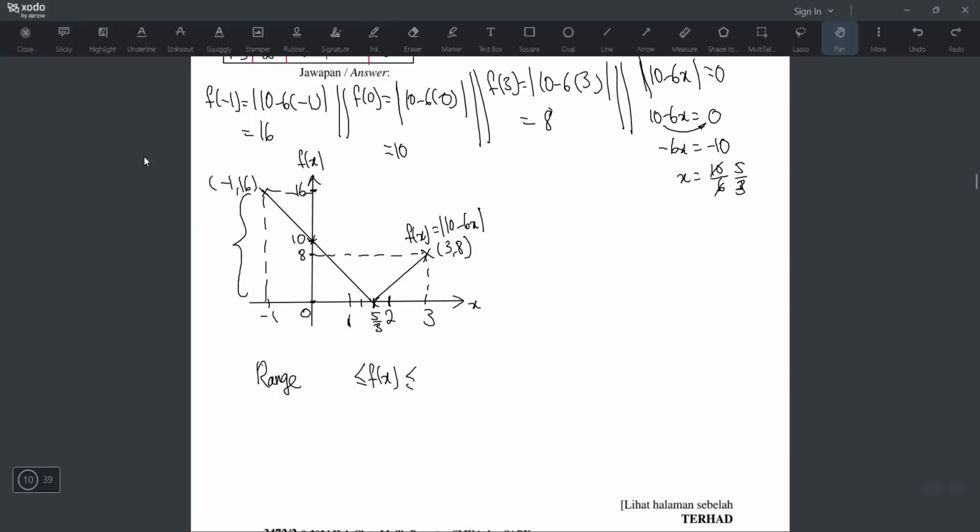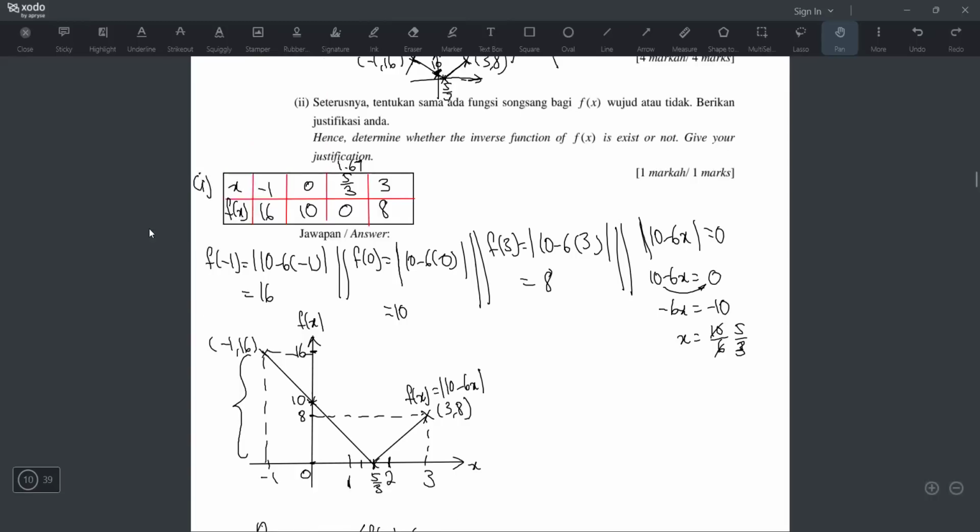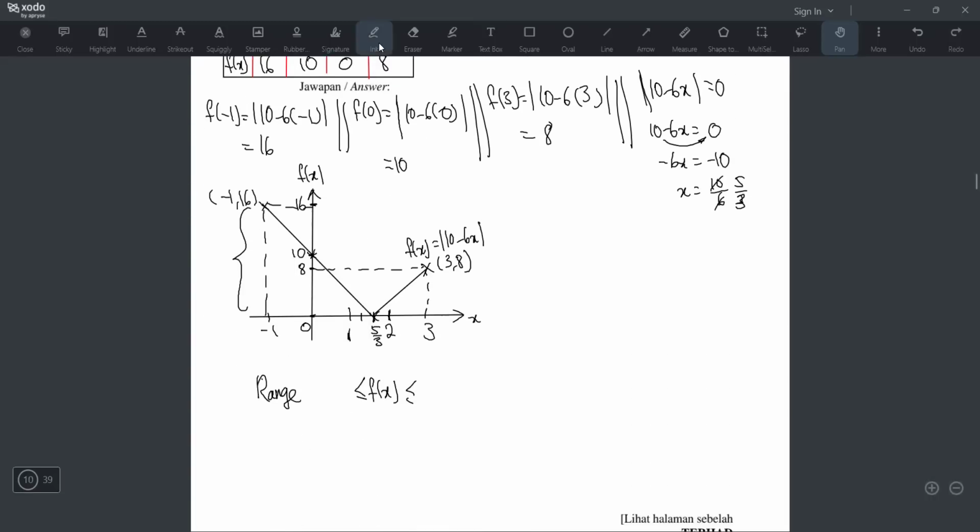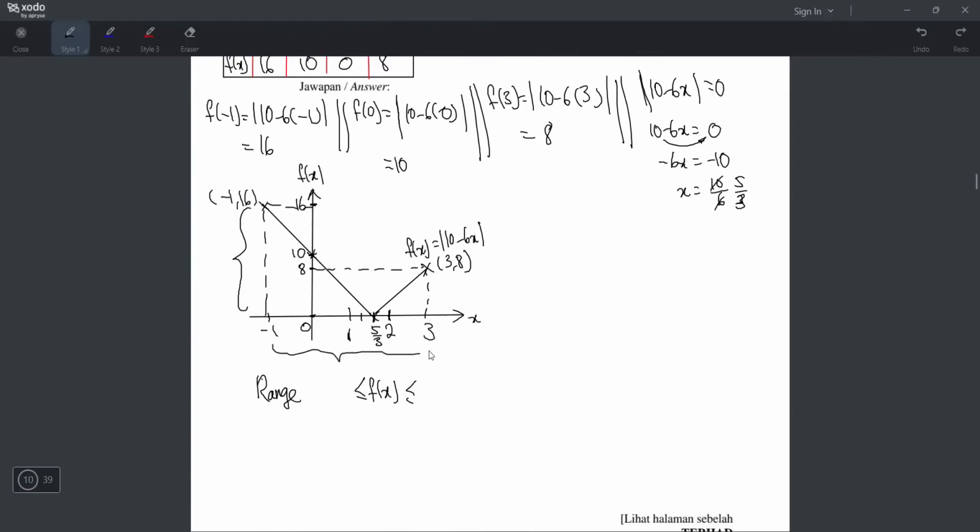Okay. They already give us the range of x. The range of x is from negative 1 to 3. Okay, the range of x is from here to here, from the leftmost point to the rightmost point. But if you want the range of f(x), it will be from the lowest to the highest point. And the lowest point will be 0 until 16.